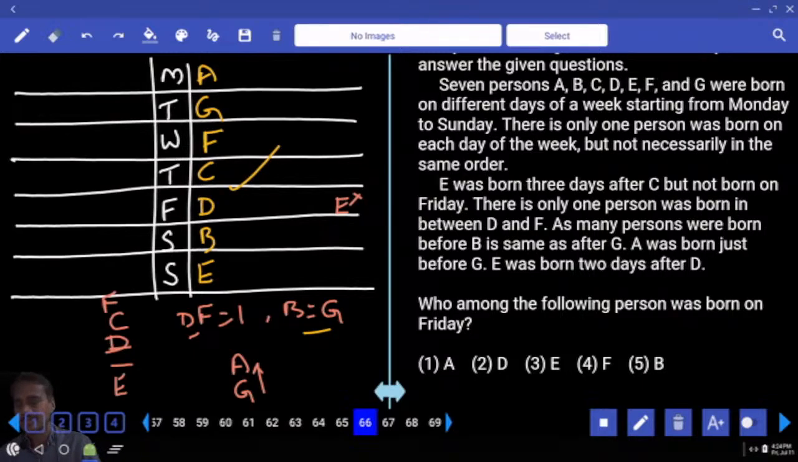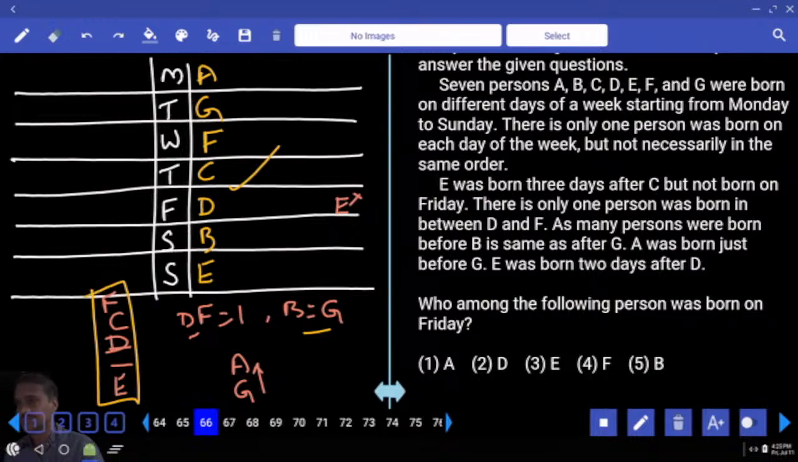Then, now questions 66 to 70. Now here, if you observe the way we have dealt with this one. In general, we used to arrange the elements in the given diagram.